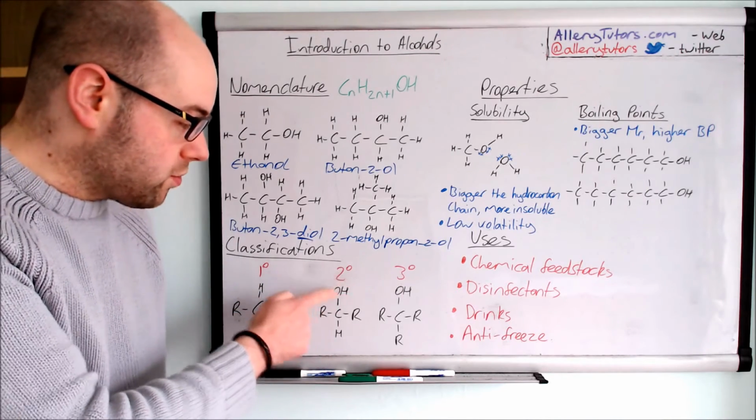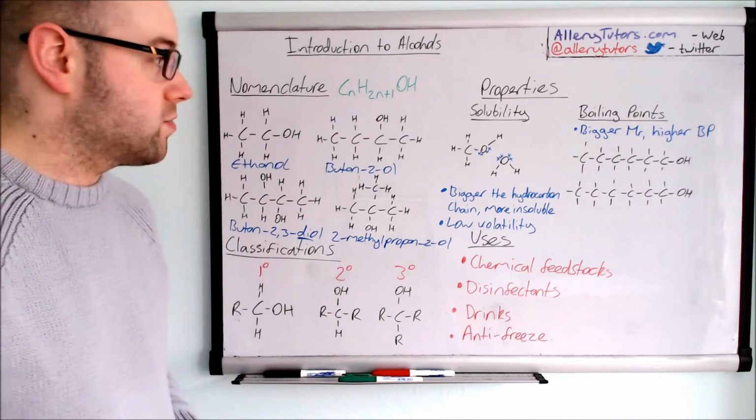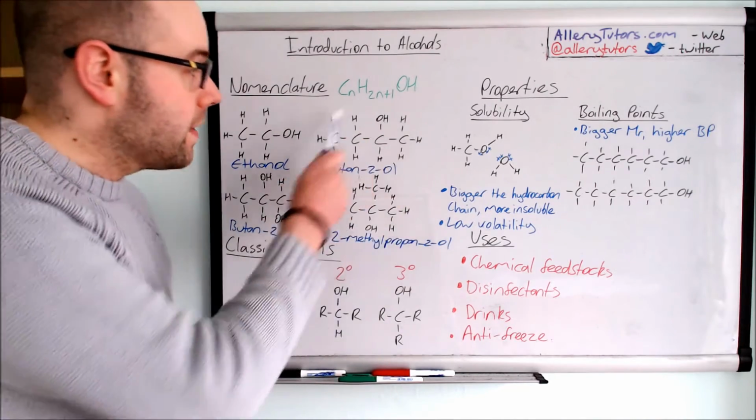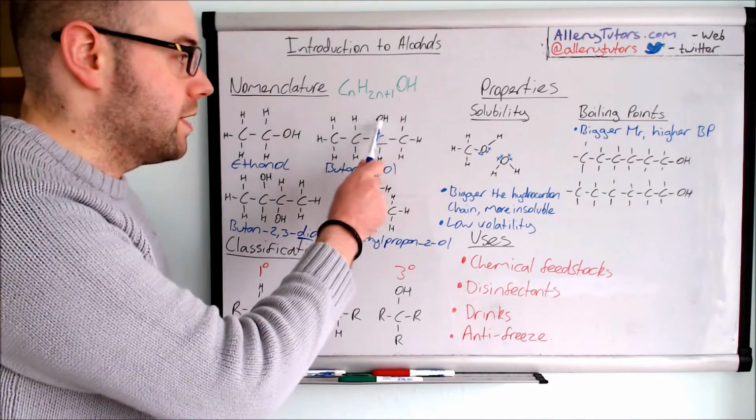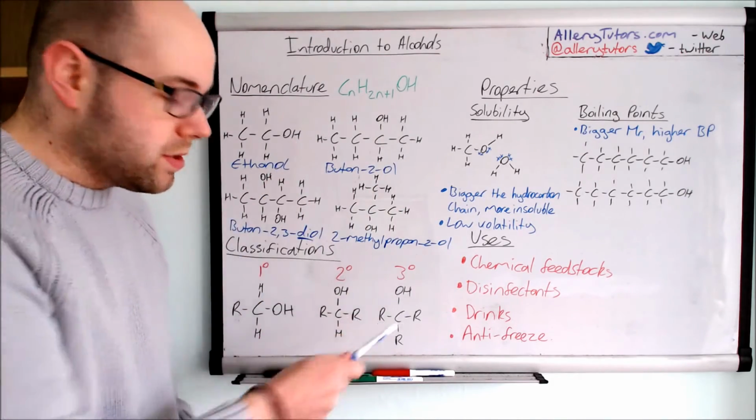Secondary is where the OH group is bonded to a carbon, and that's bonded to 2 other carbons. So that's a secondary. An example of a secondary was this. That was a secondary alcohol, because you've got an OH bonded to a carbon, which is bonded to 2 other carbons. This one's primary. And the other one is tertiary.